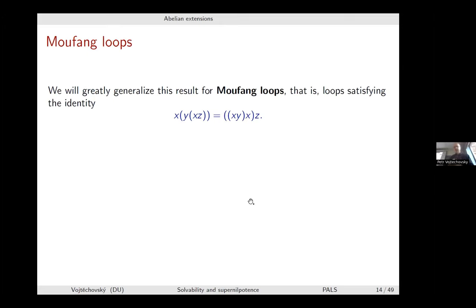Well, the variety of loops I'll mostly be focusing on are so-called Moufang loops. So these are loops that satisfy this particular identity. It's very similar to the left Bol identity. The only difference is that the parenthesizing of x, y, x on the right is the other way around. It gets confused all the time, and there are lots of papers in which the identities are confused, and so are the results, unfortunately.